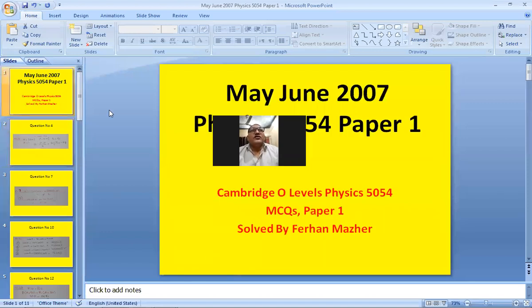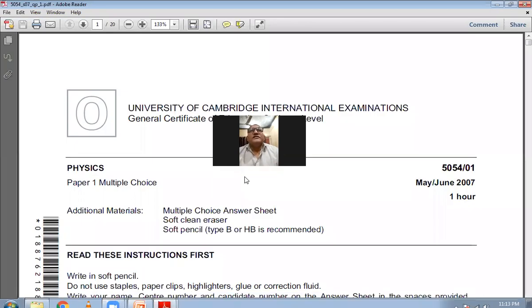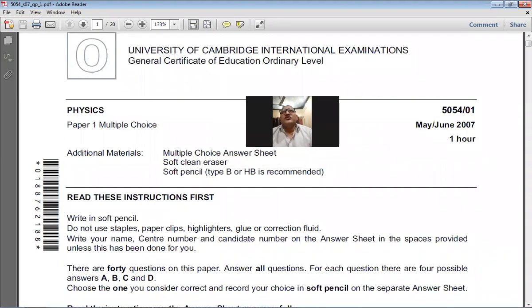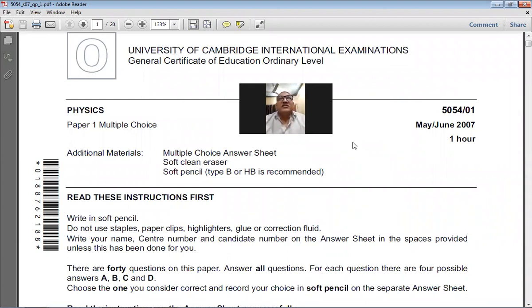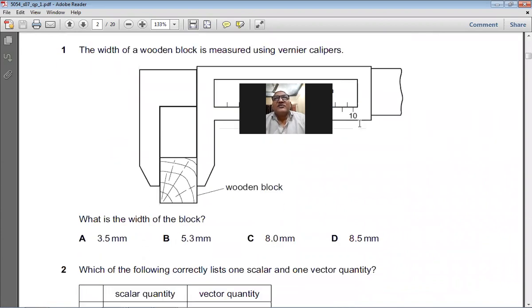Okay, so let me go to the paper. Okay. So May-June 2007, paper 1, multiple choice question. And this is University of Cambridge International Examinations, General Certificate of Education, ordinary level. So 1 hour is allowed. Okay, so let's start this paper.